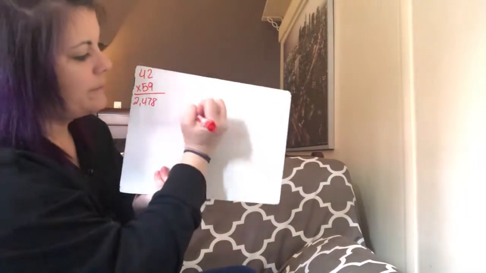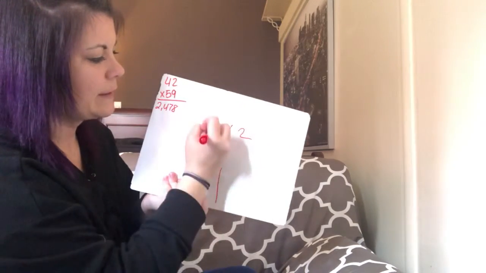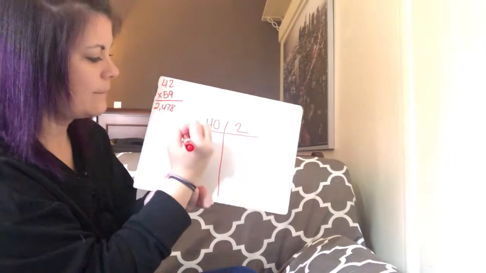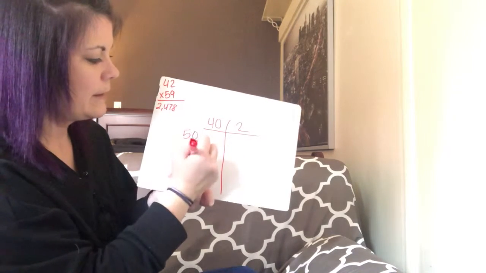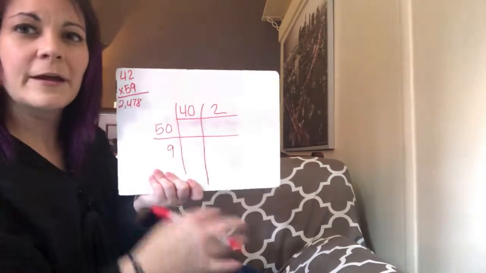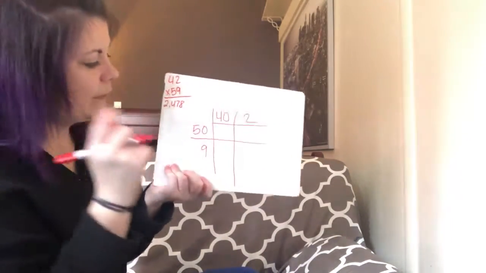Now, area model. One more. So we're going to write 42 in expanded form. That'd be 40 plus 2, because 4 is in the tens place. And 59 in expanded form is 50 and 9. Again, this is kind of like multiplying by place value, but it actually lets you see it instead of just doing it in your head.